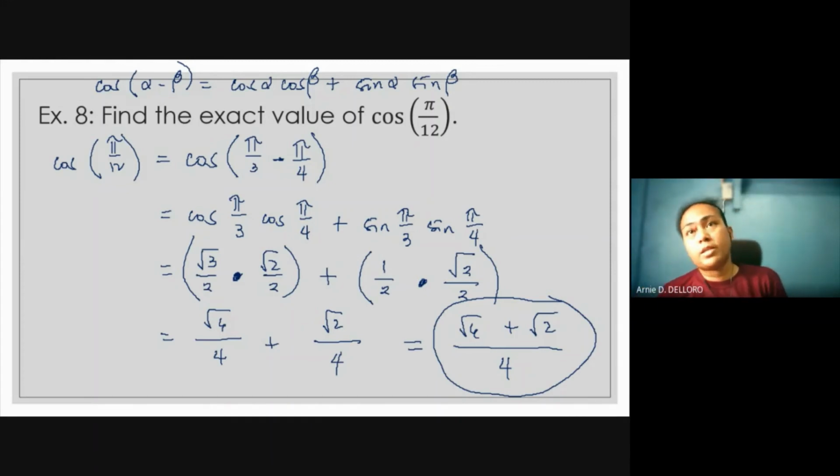You can actually check this one by trying to input cosine pi over 12 in your calculators. Ang lalabas na sagot is square root of 6 plus square root of 2 over 4. Or pwede ding magkabaliktad, yung value, pwedeng ang nakalagay sa calculator ay square root of 2 plus square root of 6 over 4. Okay? Sige, let's have another one.